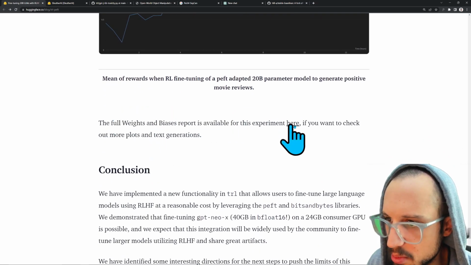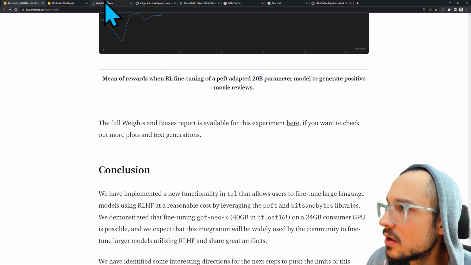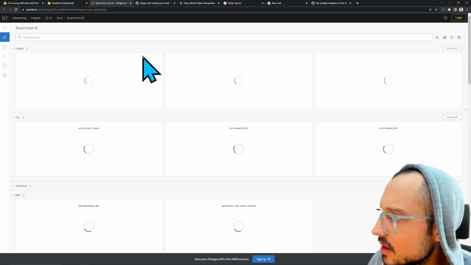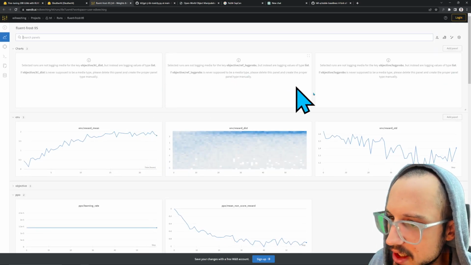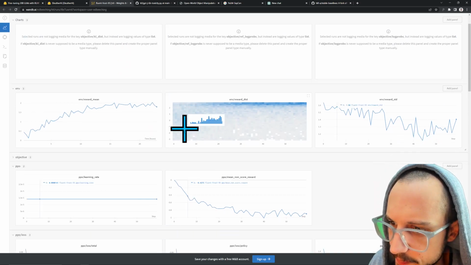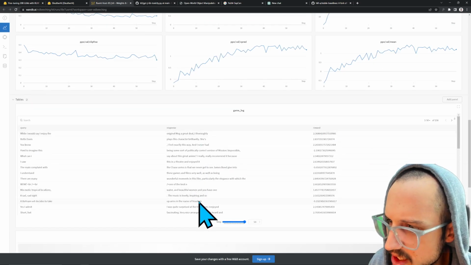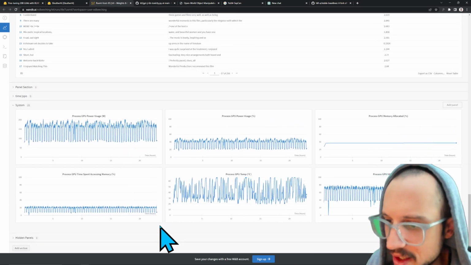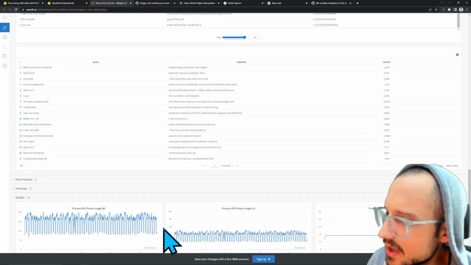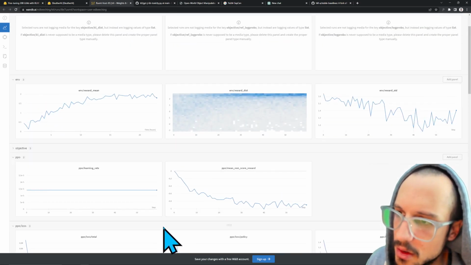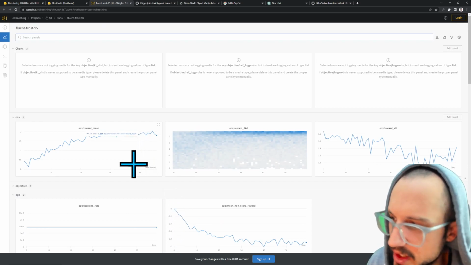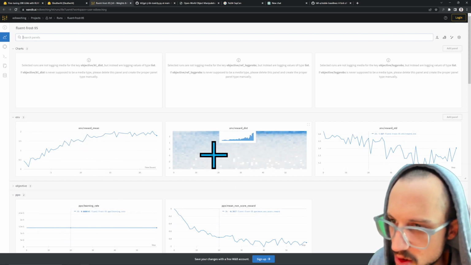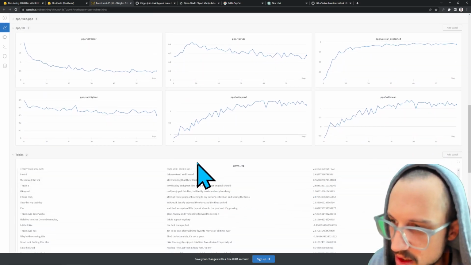Full weights and biases report. Check it out here. Weights and biases, pretty cool company. I did work there for a little bit, but it's good for experiment tracking, and they really focus on these type of reports. They are basically like a living blog post, if you want to think of it, or like a living model dashboard, right? So you can basically have text, you can have charts, and the charts you can actually scroll through them. It is quite useful.